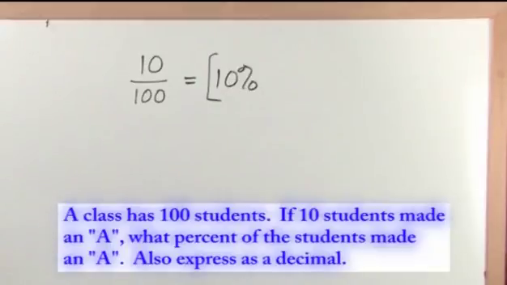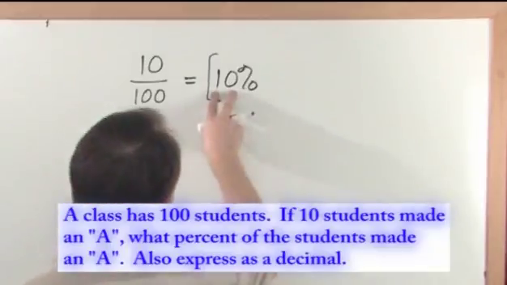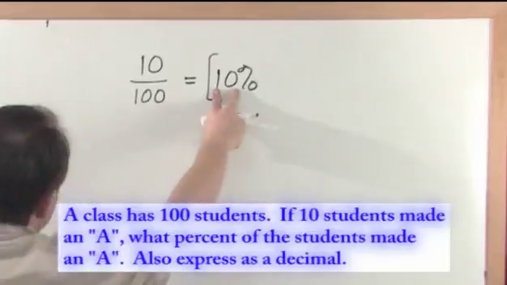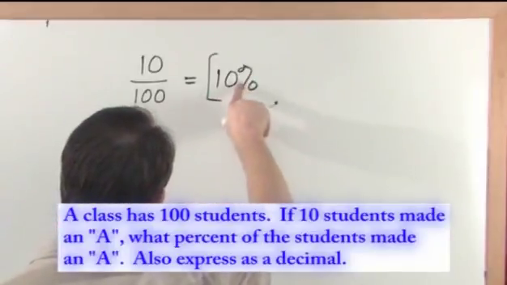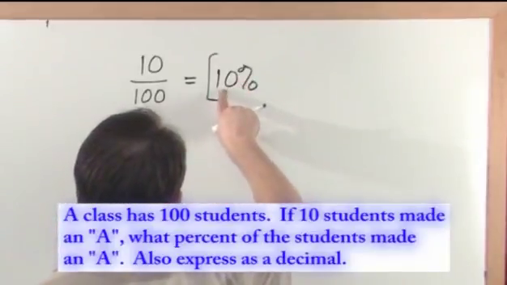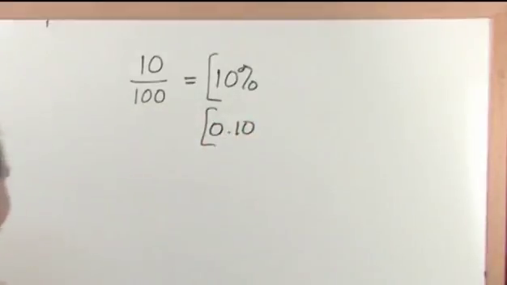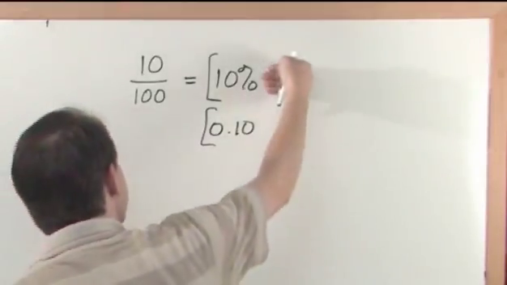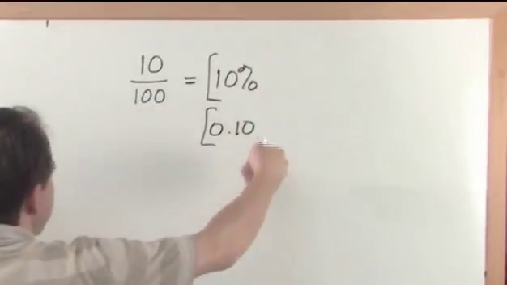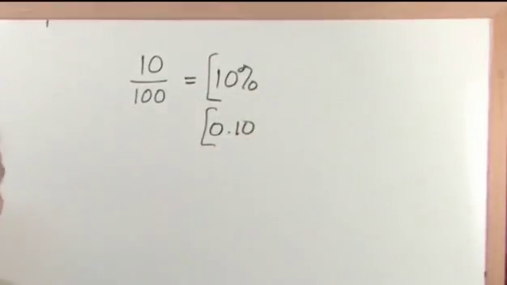It also says express your answer as a decimal. You should know by now that you can take any percent and express it as a decimal by taking its decimal point, moving 2 spaces to the left, 0.10. So, for this problem, with 10 students making an A out of 100, that means that 10% of the class made an A. It also means that 0.10 of the class made an A. So it's really saying the same thing.